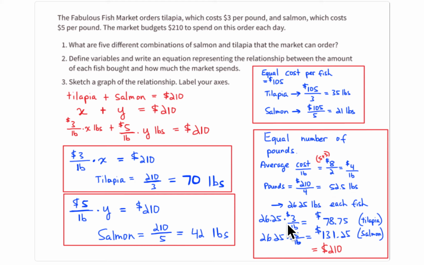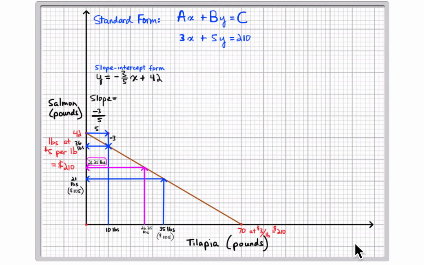So 26.25 pounds times $3 per pound is $78.75. And 26.25 pounds times $5 per pound is $131.25. Add those two together, that is $210. All right, just a little bit more. I'm going to look at this in a little bit more detail because that's now using the equation.